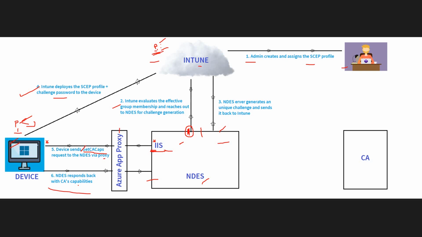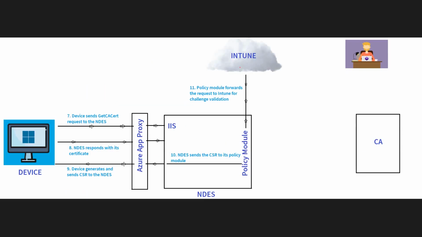Okay, so that concludes our first diagram. Now let's take a look over the second diagram. This is the second diagram, it contains the same components: the Intune service, the admin, the CA, the NDES server, as well as the device. Now step 7 is the device sending something called a get CA cert request to the NDES server. Now the way that request is sent is the same.